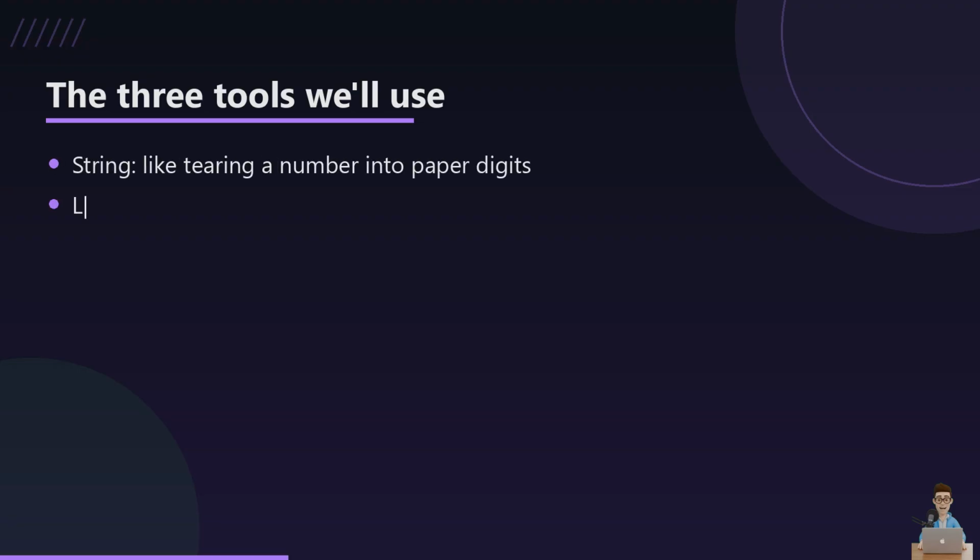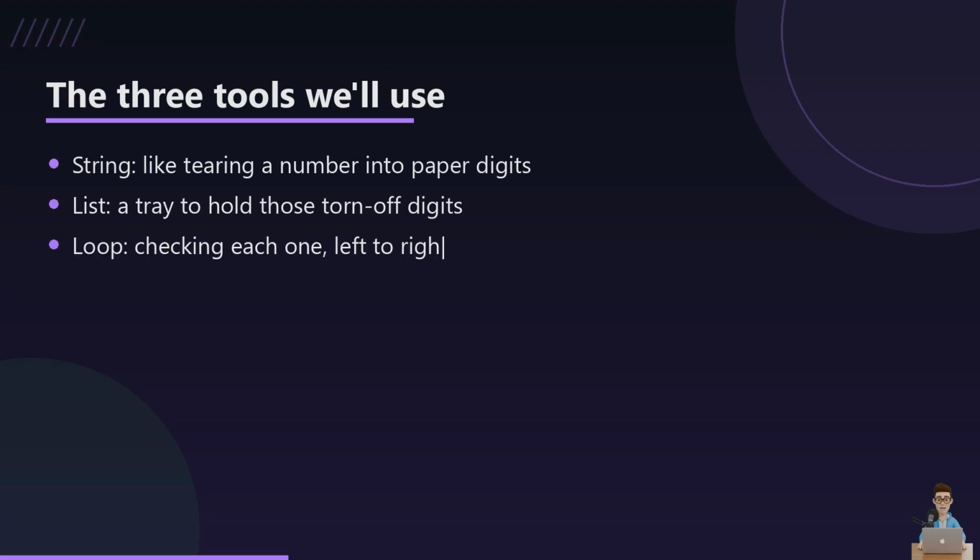Before we write any code, let's meet three simple building blocks. A string is just text. Imagine tearing the number into little strips of paper, one digit per strip. A list is like a tray where we lay all those strips down in order. And a loop is simply a way of telling the computer, look at each strip, one at a time, from left to right. That's genuinely everything we need.